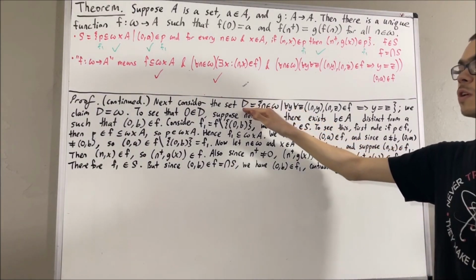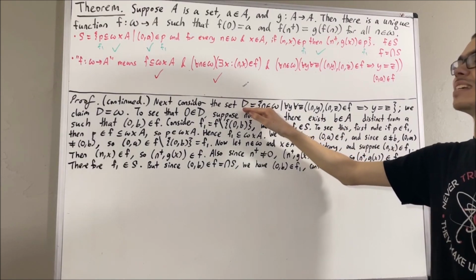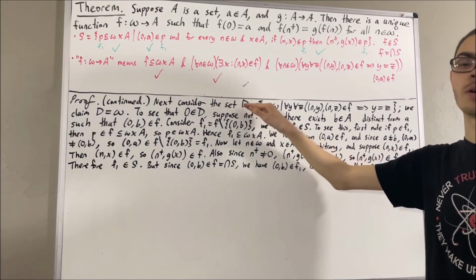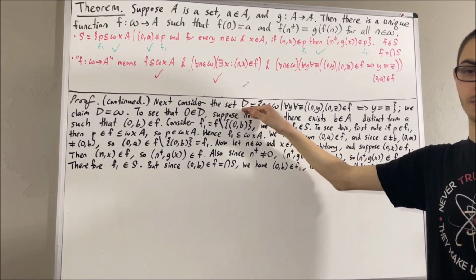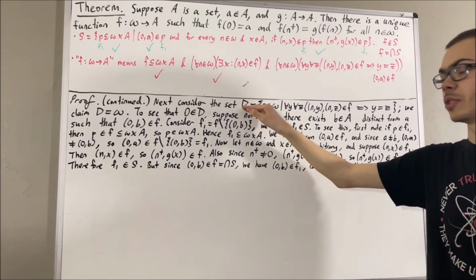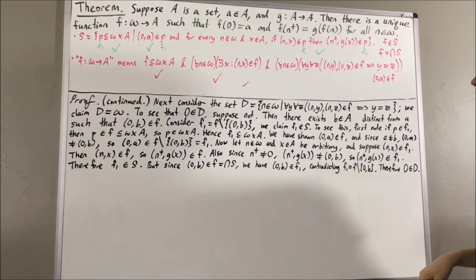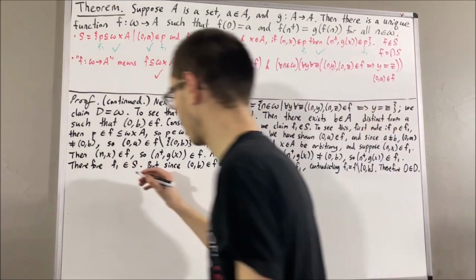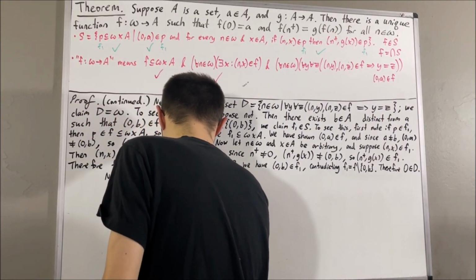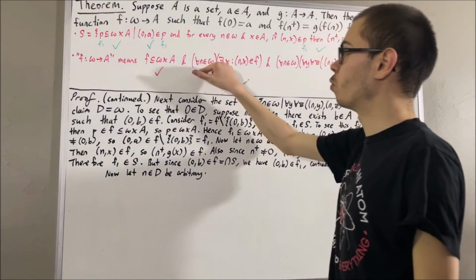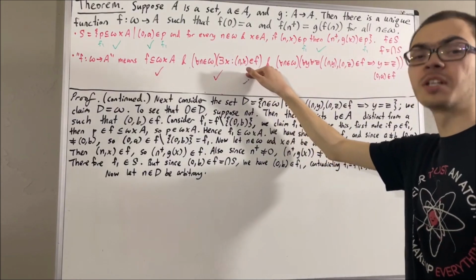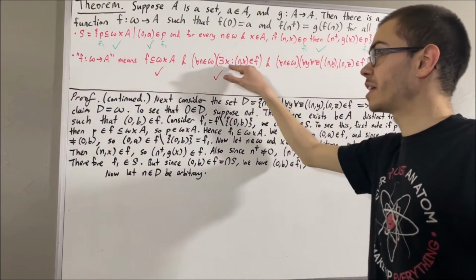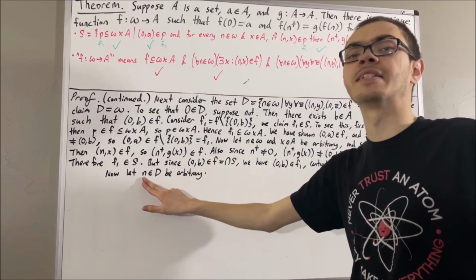Now we're going to show for an arbitrary element n in D, the successor of n belongs to D, because that will prove by induction that D is equal to the set of natural numbers. So let's give ourselves an arbitrary element n in D. Now, we've already proven the existence part, so we know that there exists an x such that n, x is an element of F.